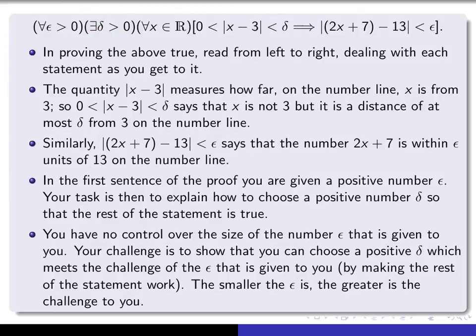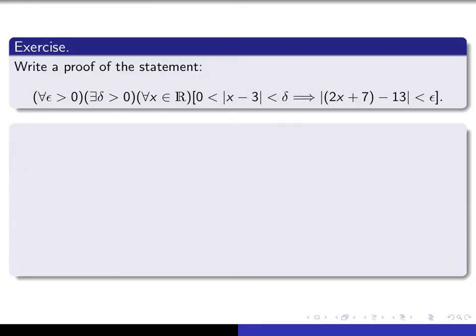Your response is you're going to explain how you're going to choose a delta that's going to deal with that epsilon that you were given. And it turns out the smaller that number epsilon is, the closer that epsilon is to 0, the more difficult it is for you to meet the challenge of telling us what the proper delta should be so that the rest of the statement works. Okay, so that brings us then to the ultimate aim of this lecture, namely for you to write a proof of this limit statement.